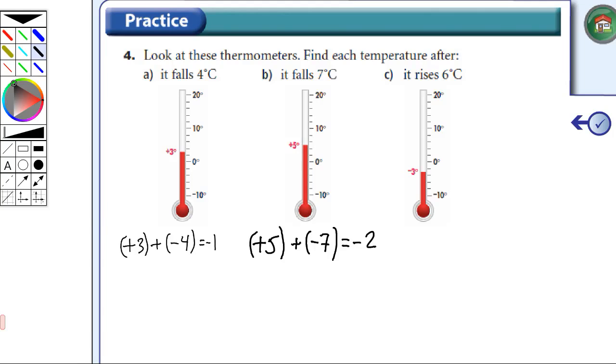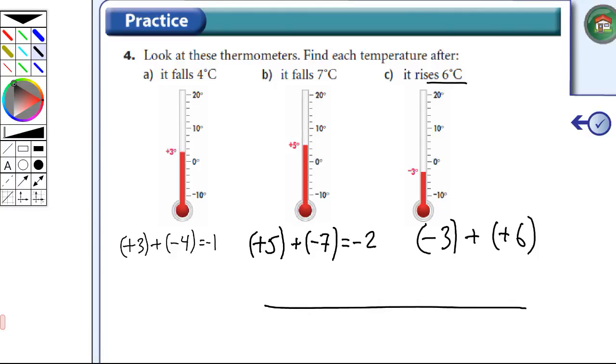And for C, we're going to again start with -3 in this case, and we're going to rise 6, so that's going up 6. So we're adding 6 degrees, adding +6. So if we're on our number line and we started at -3, then we're going to go up 6. There's 3. We have to go 1, 2, 3 more. That's going to leave us at +3. So this is our -3, and that's our +6. So our answer will be +3.